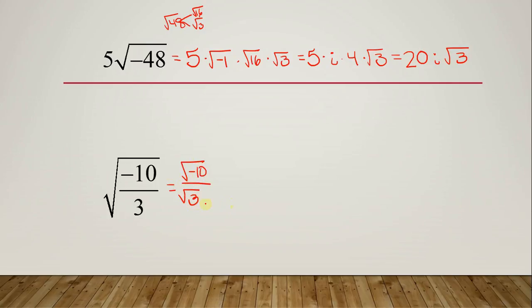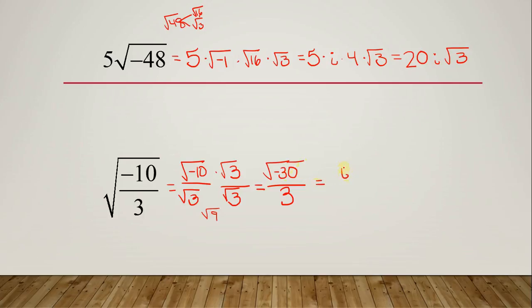Now, something to keep in mind, you're not allowed to have a radical on the bottom either. That's also a big no-no. So we're going to rationalize the denominator, aka multiply the top and the bottom by the square root of 3. So on the top here, I'm going to get square root of negative 30. Bottom, I'm going to get technically what would be the square root of 9, but square root of 9 is just 3.